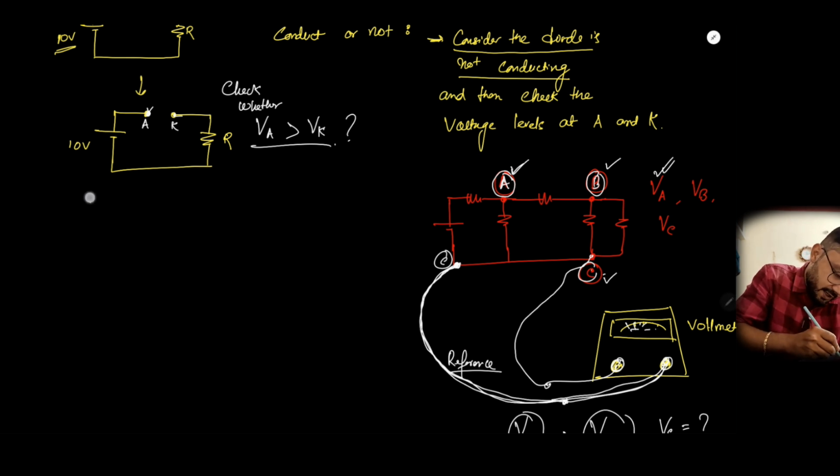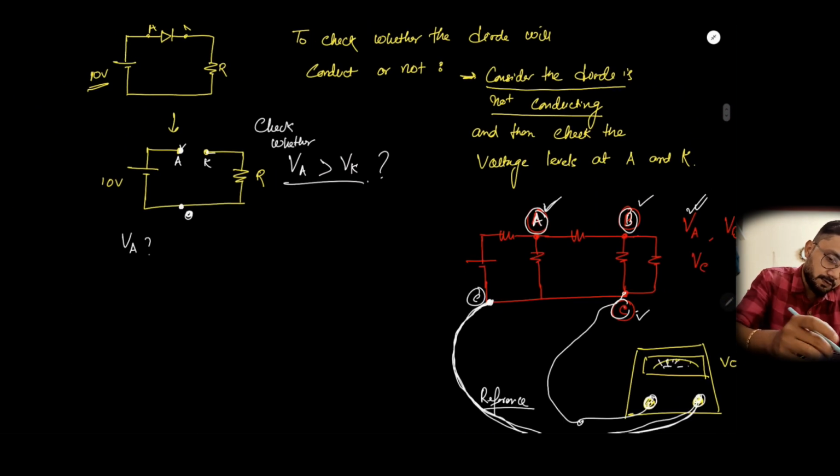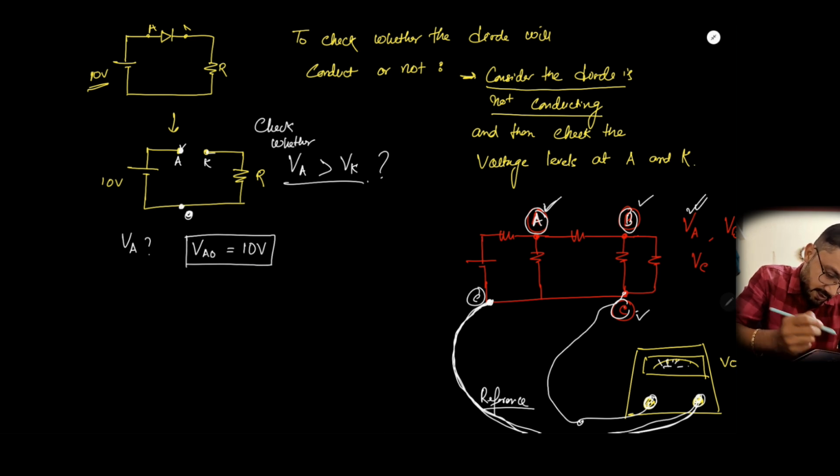Now first let's check what VA is. Here let's assume that this is the reference node. We can denote it as O. This O represents the reference node. So now what is VA? VA is basically VAO, and this is 10 volts. The voltage across node A and the reference node is 10 volts, as we can see from the circuit.